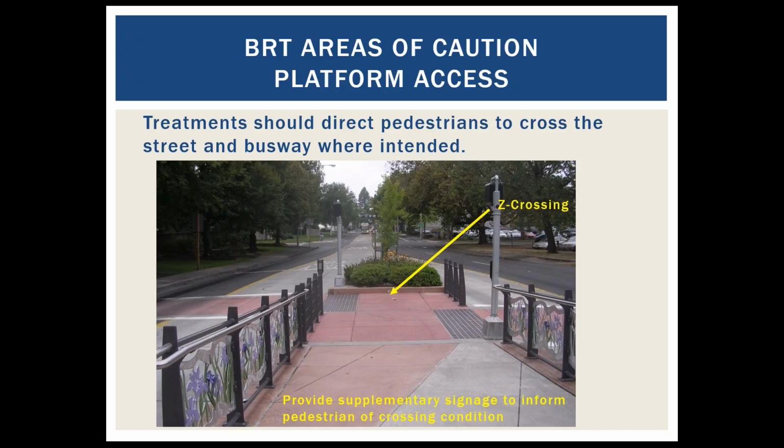You have a Z crossing right there, so you can see if you're crossing from one side to the other, that you're forced to make that kind of Z maneuver, and you're looking at the traffic and the BRT. You're forced to face traffic, either the BRT or the general traffic lanes. So that provides the ability for the vehicles and the pedestrians to get eye contact, so everybody understands each other's intent.